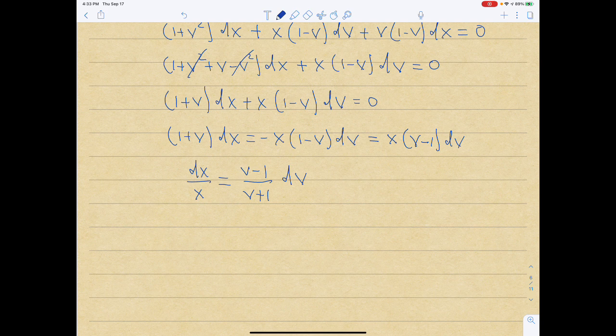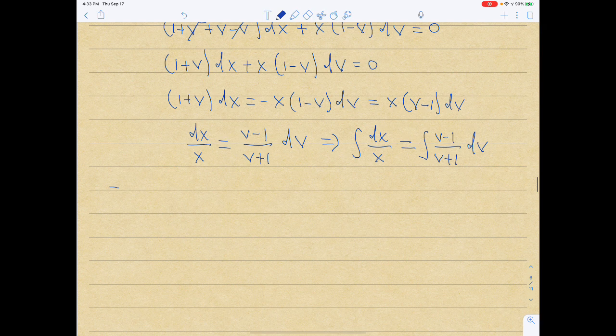And so now I can integrate. So then the integral of dx over x is equal to the integral of (v minus 1) over (v plus 1) dv. Integral of dx over x, of course, is natural log of absolute value of x plus c. And I need to figure out how to compute the integral of (v minus 1) over (v plus 1).